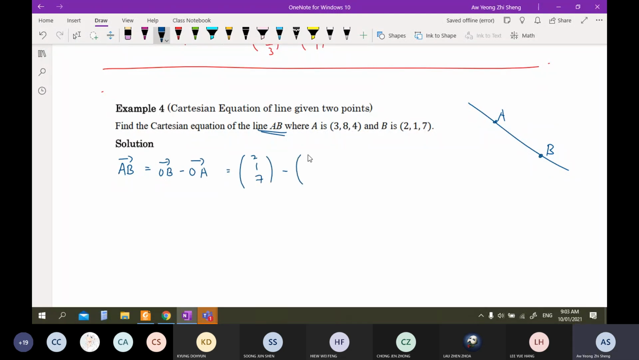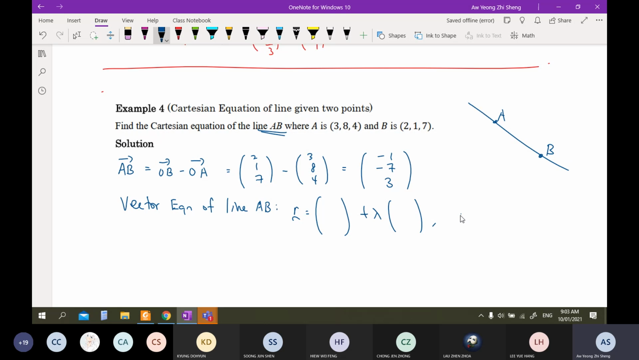(2, 1, 7) and (3, 8, 4), giving (-1, -7, 3). Vector equation of line AB. You have R equals bracket plus lambda bracket, lambda in R. Direction vector is (-1, -7, 3). The fixed point, just take either point A or point B. I choose to take point A.